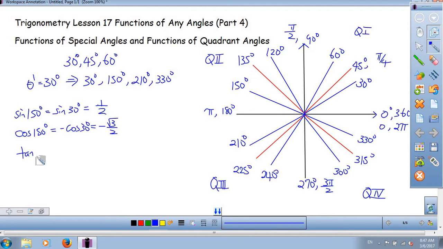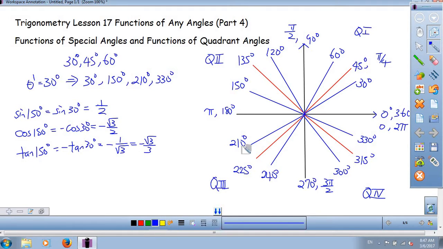Alright, sine, cosine, and let's do one more. Let's do tangent of 150 degrees. Now tangent of 150 degrees is the negative of tangent of 30 degrees. And negative tangent of 30 degrees is going to be negative 1 divided by square root 3, or another way to write it would be negative square root 3 over 3.